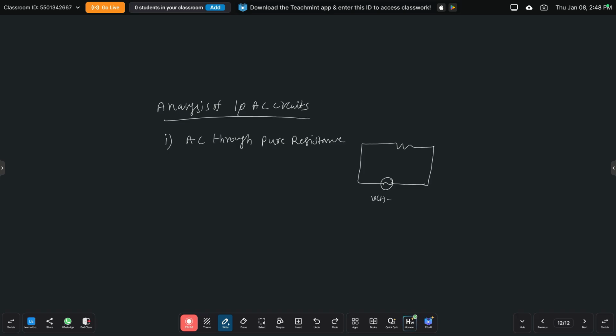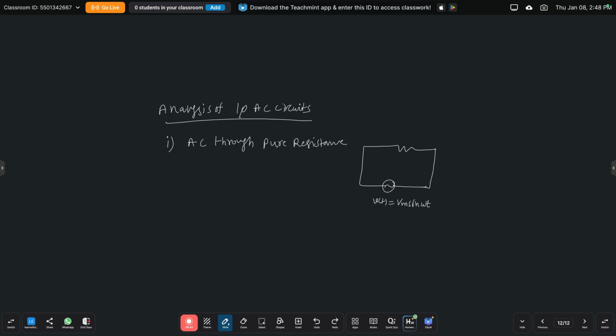So V of t is equal to Vm sin omega t. Let us take, right, this is R. Now let us take the current flowing in the circuit as I of t. Now according to Ohm's law we can write I of t is equal to V of t by R, which is equal to Vm sin omega t by R, which is equal to Im sin omega t, where Im equals Vm by R.